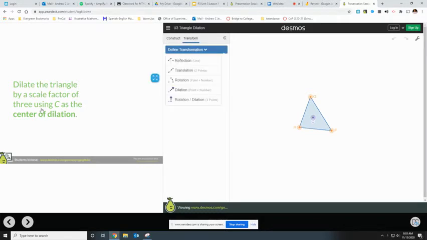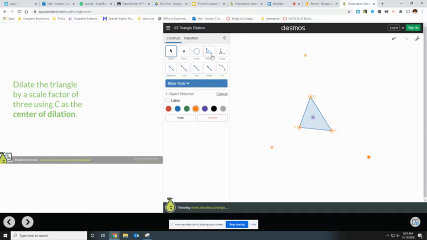So from C, we're dilating by a scale factor of 3. So dilation, choose the point, that's C, and it's a scale factor of 3. I want to apply it to this one. Apply. This one. And then this one. Apply. And then just to finish it up here, I want to make sure that this looks good. So I'm going to just make this a polygon.